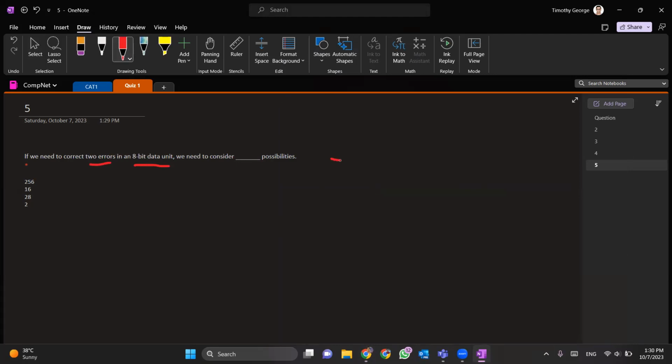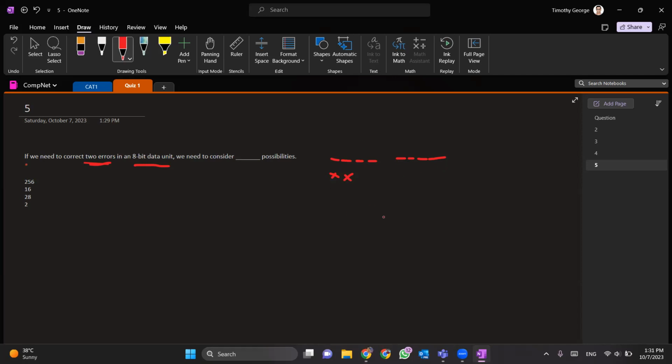So let's make an 8-bit unit: 1, 2, 3, 4, 1, 2, 3, 4. We have 8 bits of data, and 2 bits out of these 8 bits contain an error. So let's say this and this. These are 2 bits. How many possibilities are there for these two Xs? In how many ways can we choose these two blanks that contain the error among 8? Or said another way, what combinations of these two can be found in these 8?